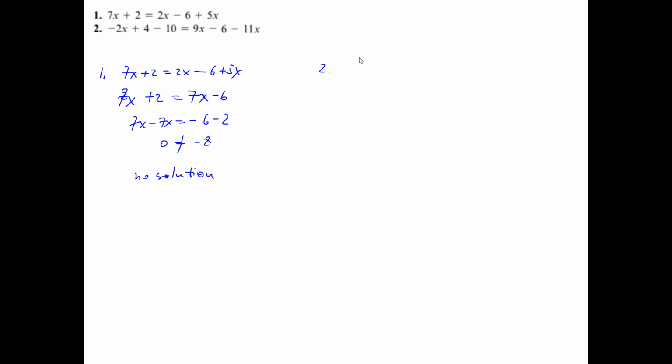Okay, the second one. Why is there no solution? Because it's not a true equality. 0 is not equal to minus 8. Left side should be equal to right side, or some number, or x equals something like it was before. But now we're looking at examples when we have either an identity, which is x can be any number, or no solutions.